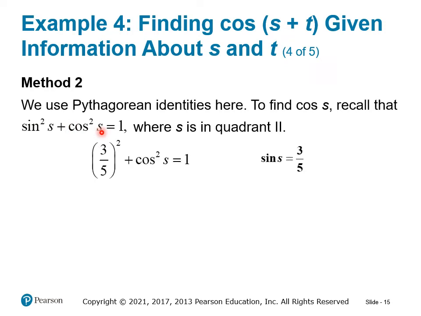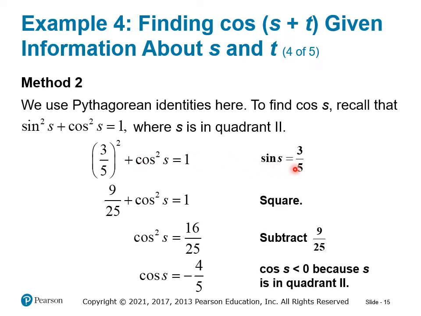We were given that sine s equals 3/5, so we plug that in, and so we can find the cosine of s because these have to be the same angle. When we do that, we get cosine equals negative 4/5. Now remember, when we're doing this method, we have to figure out whether we're going to use the positive or negative square root. Cosine is negative in quadrant 2 because cosine is connected to the x value, which is negative in quadrant 2 and 3.